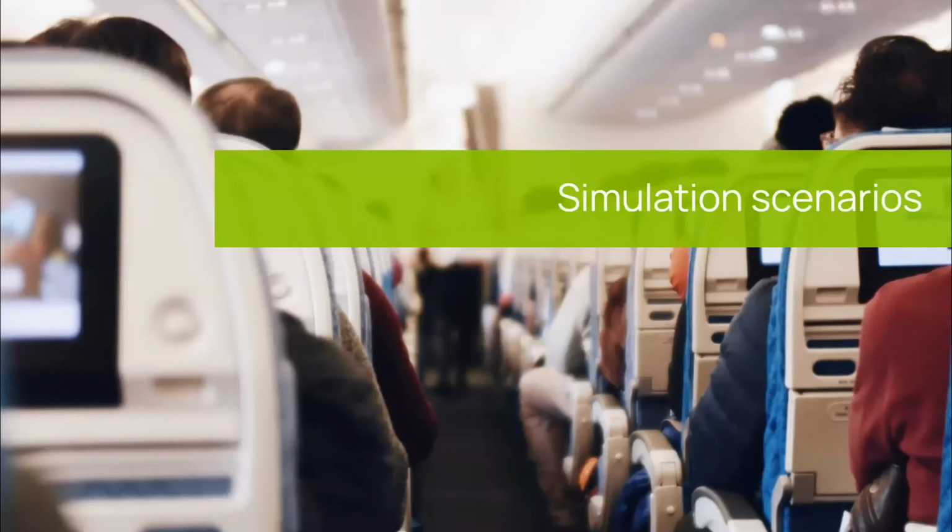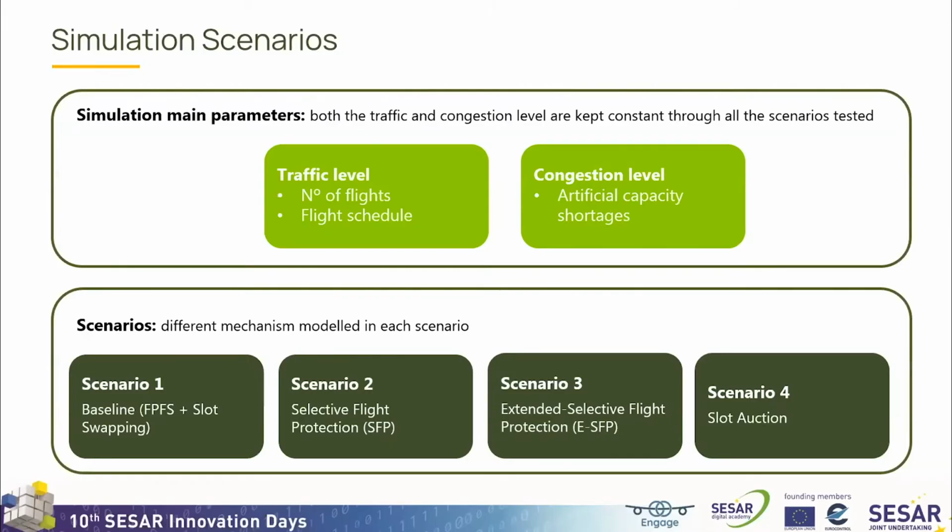Now I will show the different simulation scenarios that we have considered for this work. The main simulation parameters to take into account are the traffic level and the congestion level. However, both parameters are kept constant through all the scenarios tested. The reason for that is that, at the end, the objective of the work presented here is just a first approach to the measurement of the performance of the different mechanisms rather than a detailed sensitivity study with a large number of combinations of parameters.